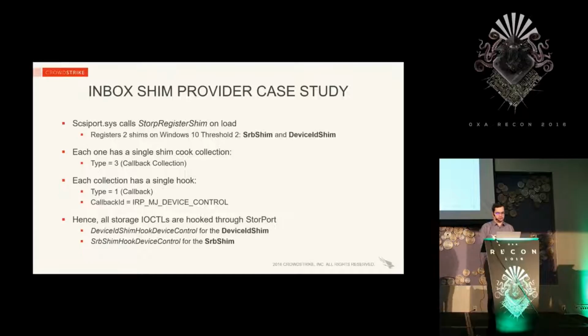SCSI port registers a shim. Two shims, actually, SRB shim and device ID shim. Both of those only have one hook collection. It's a callback collection, and there's a single hook for that callback collection, which is the hook for IRP MJ device control. So any ioctls sent to storeport or through store AHCI, which storeport is hooking, will be hooked. There's a function device ID shim hook device control, which hooks ioctls for the device ID shim, and there's SRB shim hook device control, which hooks the ioctls that SRB shim is hooking.